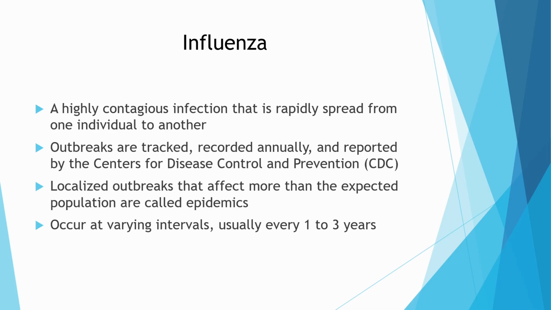So we are going to talk about the flu, influenza. It is a highly contagious infection that is rapidly spread from one individual to another. Outbreaks are tracked, recorded annually, and reported by the Centers for Disease Control and Prevention. Localized outbreaks that affect more than the expected population are called epidemics, and these occur at varying intervals, usually every 1 to 3 years.